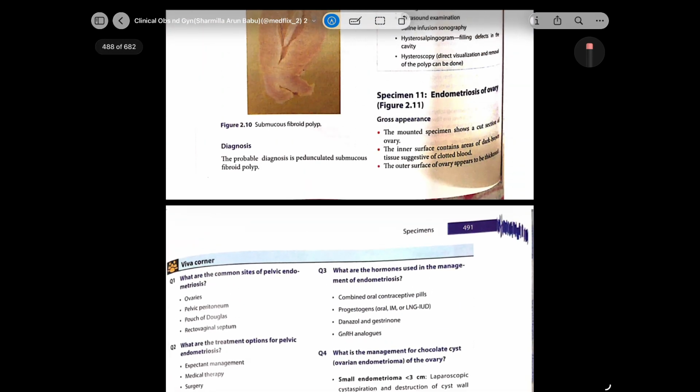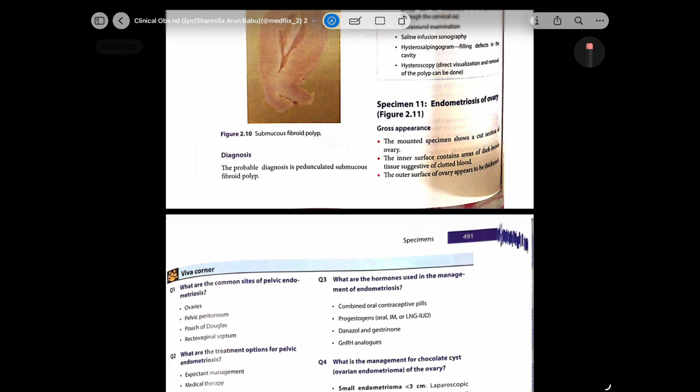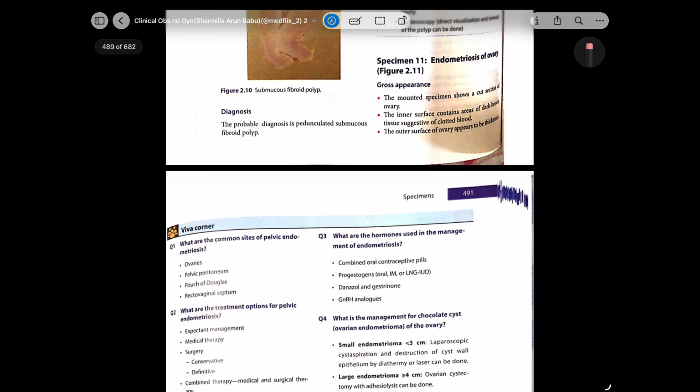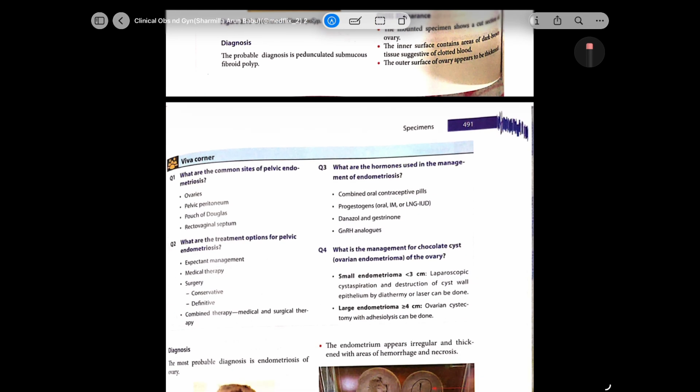Next specimen. Okay, this one. Chocolate cyst. The mounted specimen shows a cut section of ovary. The inner surface contains an area of dark brown tissue suggestive of clotted blood. The outer surface of the ovary appears to be thickened. What are the common sites of pelvic endometriosis? Ovaries, most common. Then pelvic peritoneum, pouch of Douglas, rectovaginal septum.